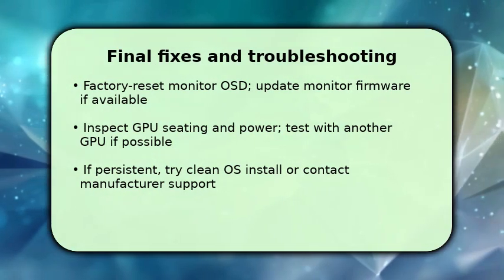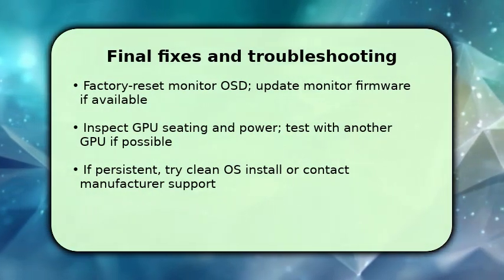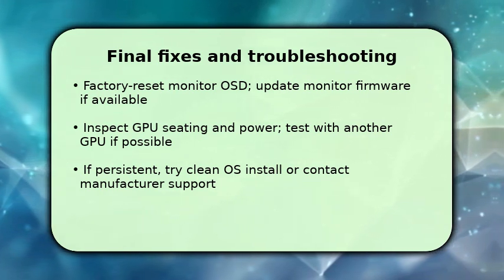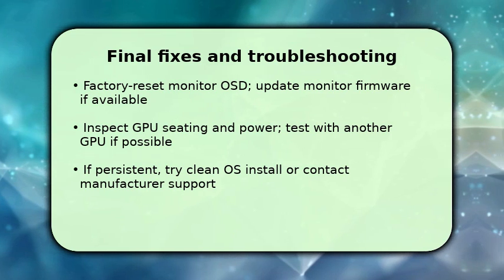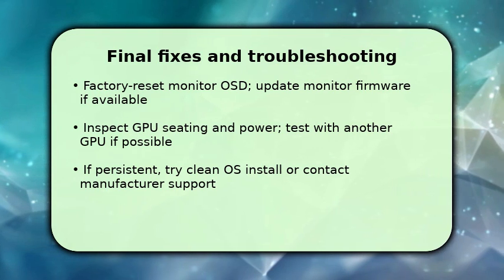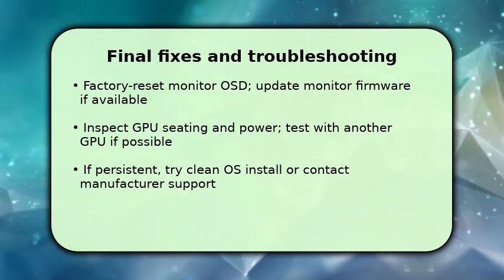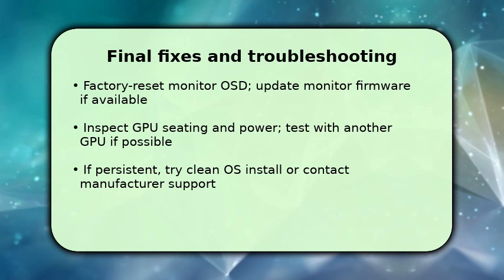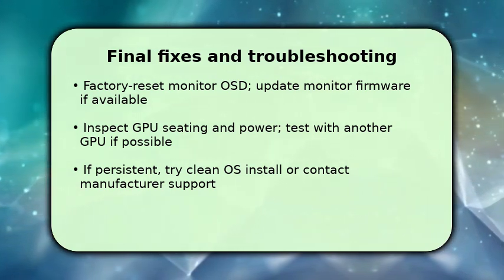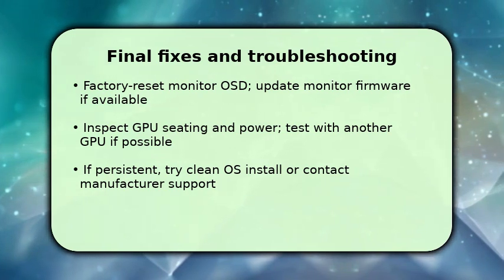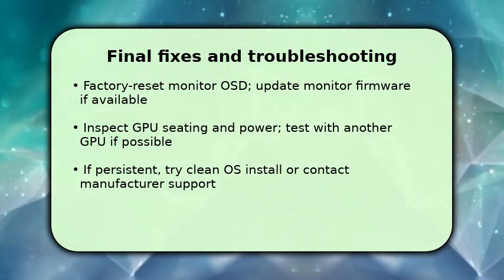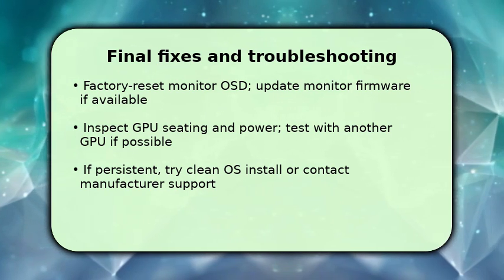Finally, you perform decisive fixes to complete the repair. Reset the monitor's OSD to factory defaults, and if the manufacturer provides firmware updates, apply them. Firmware can fix panel timing issues. Power down and reset the GPU. Check PCIe power cables and test with an alternate graphics card when possible. If flashing persists after these steps, consider a clean OS reinstall to eliminate software corruption, and if unresolved, contact the monitor or GPU manufacturer for warranty service.